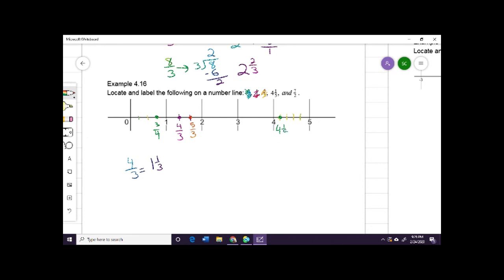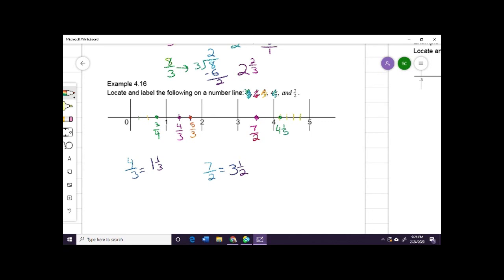4 and 1/5. And then I have 7/2. 7/2 is equal to 3 and 1/2. So I'm going to go 3 and then halfway between 3 and 4, and that's where my dot is going to be. 7/2.